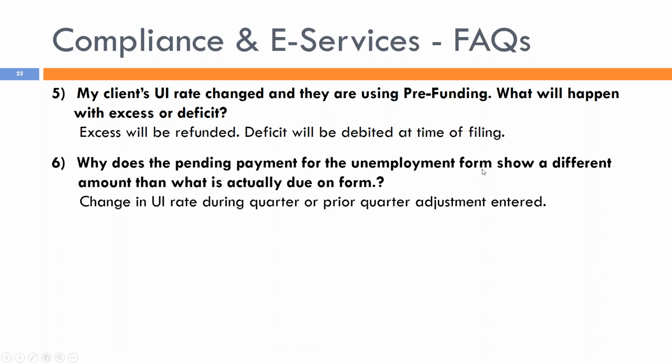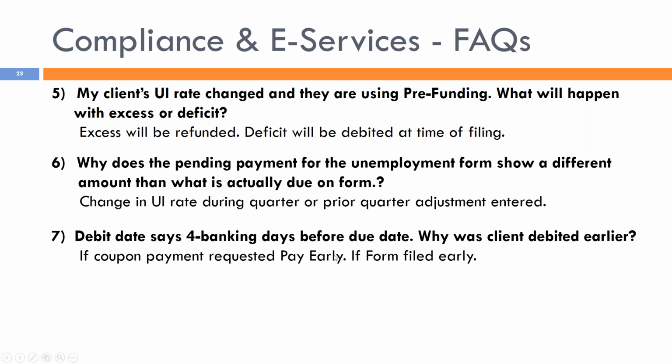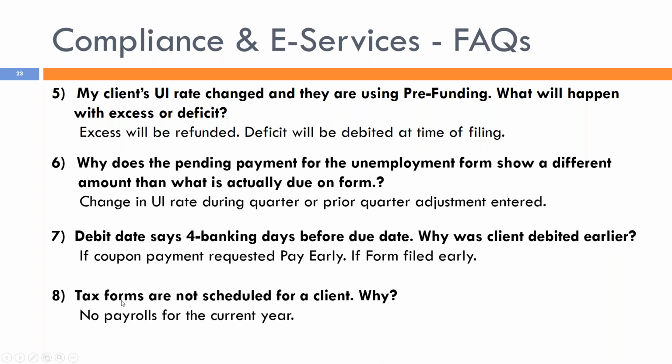Why does the pending payment for the unemployment form show a different amount than what was actually due on the form? In many cases, the reason is a change in the unemployment rate during the quarter, or possibly a prior quarter adjustment was entered in the system. The debit says 4 banking days before the due date. Why was my client debited earlier? If the coupon payment was requested to pay early, or if the form is filed earlier. And no tax forms are scheduled for my client. Why? It's possible they had no payrolls for the current year.